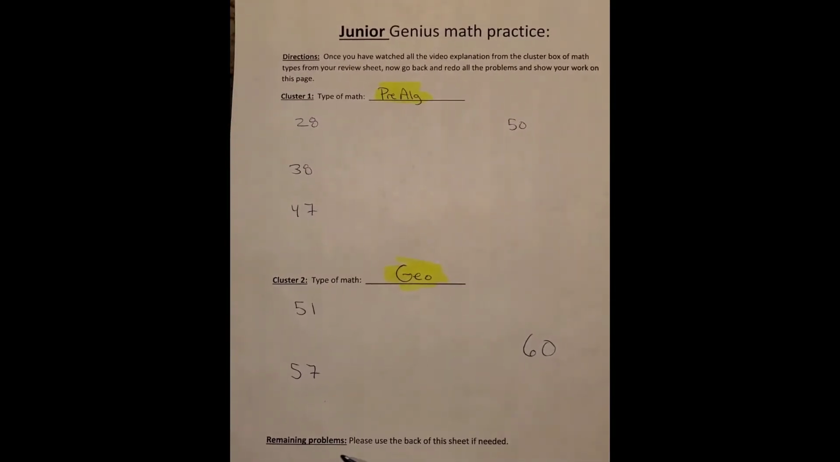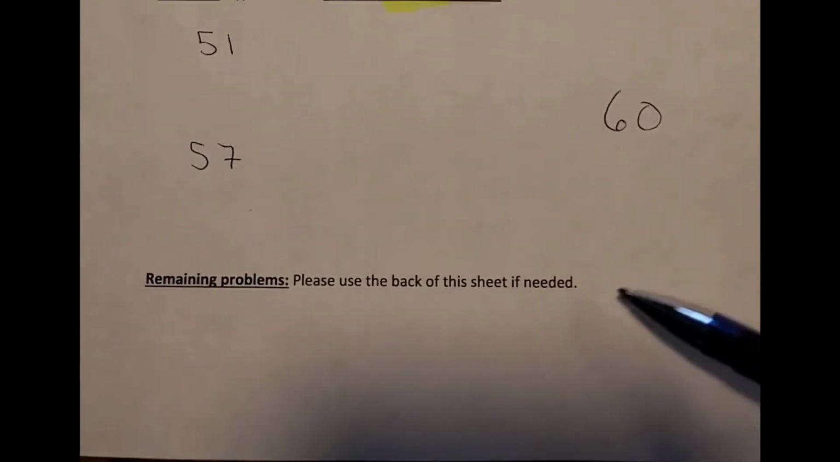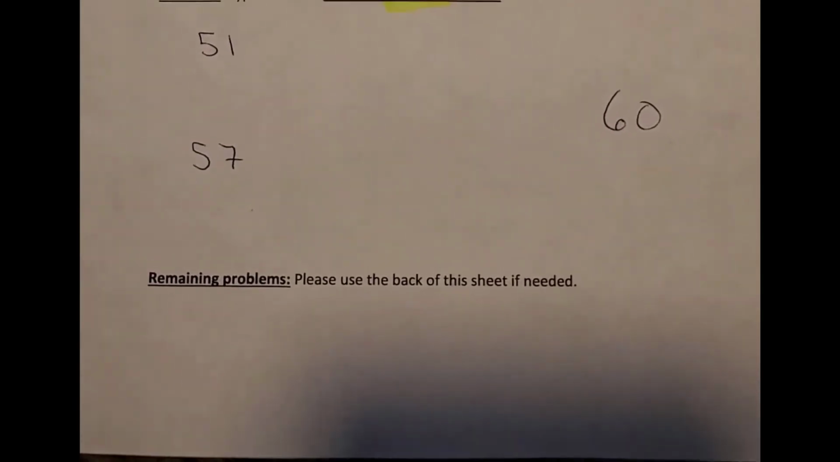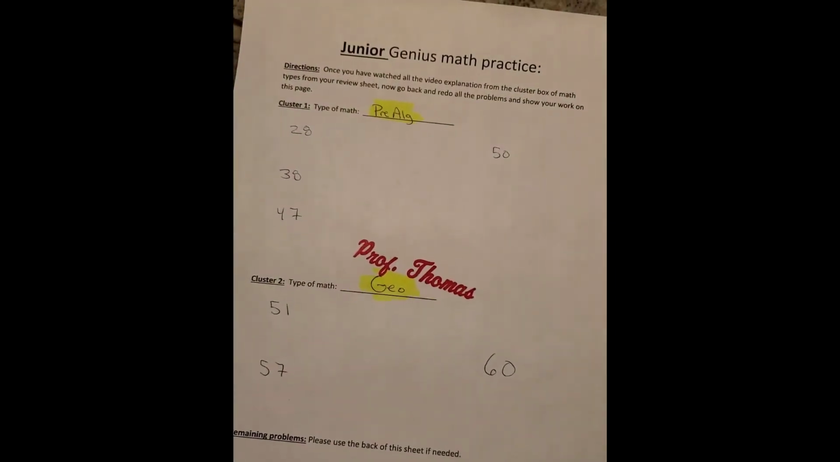We did see that there were a few stragglers. We can go ahead and do them in the space provided here. There's additional room on the back. Once you get done reviewing and reworking the problems, come and see the professor to get your final stamp.